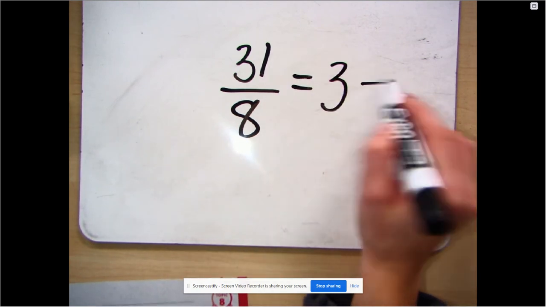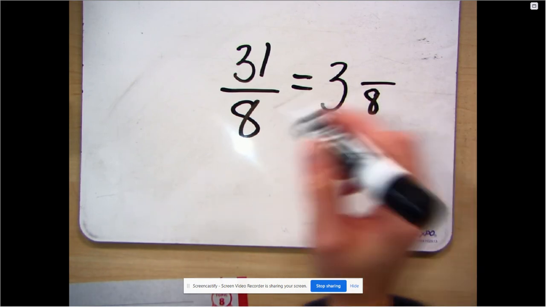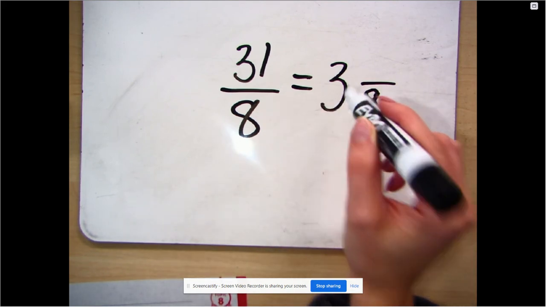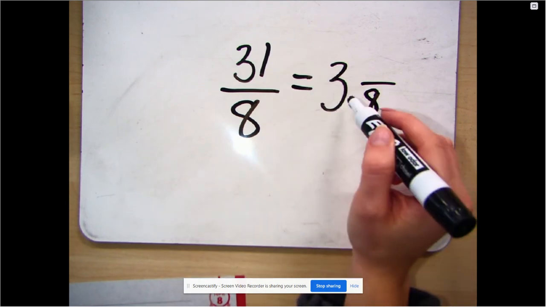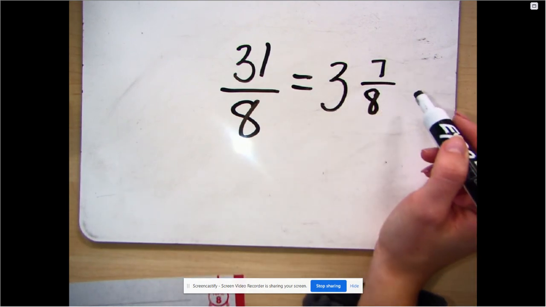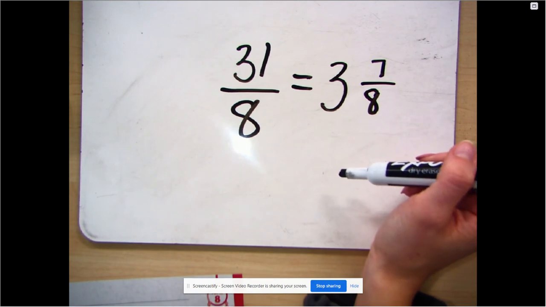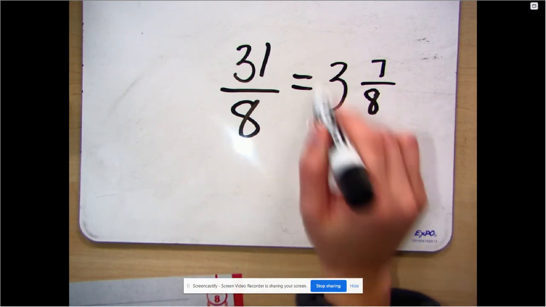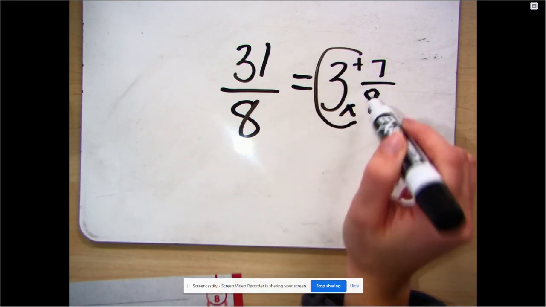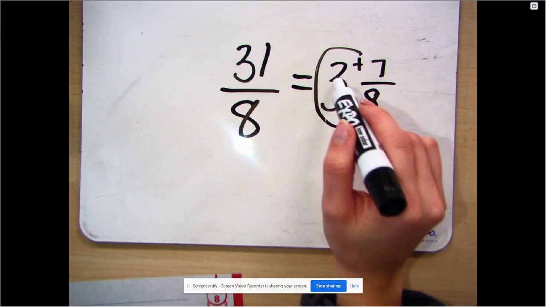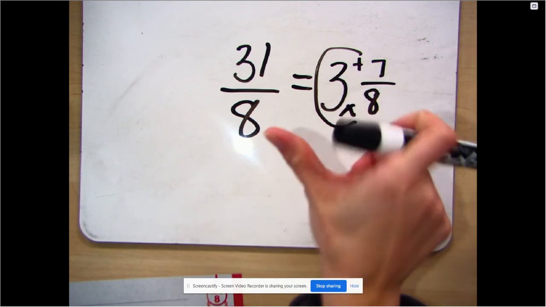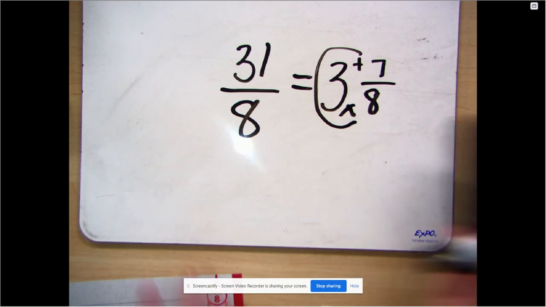I know that 8 times 3 is 24, and then I have to count up to 31. What is going to be my numerator? 8 times 3 is 24, and then how many more get me to 31? It's 7. Okay, so 31 eighths is equivalent to 3 7/8, and then I can quickly check my answer by doing the backwards C. 8 times 3 is 24. 24 plus 7 is 31. I'm good to go.